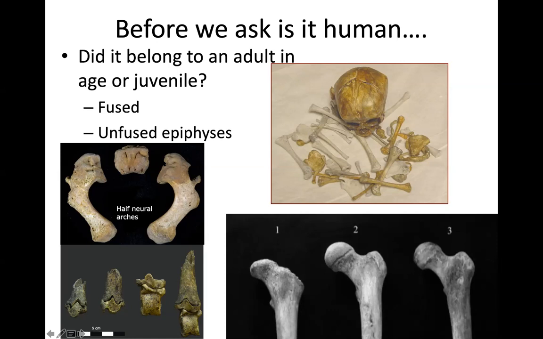Okay. And here you see a vertebra, and a lot of people who don't study juvenile osteology sometimes don't realize this, but all of your vertebrae start off as multiple bones that then fuse together.